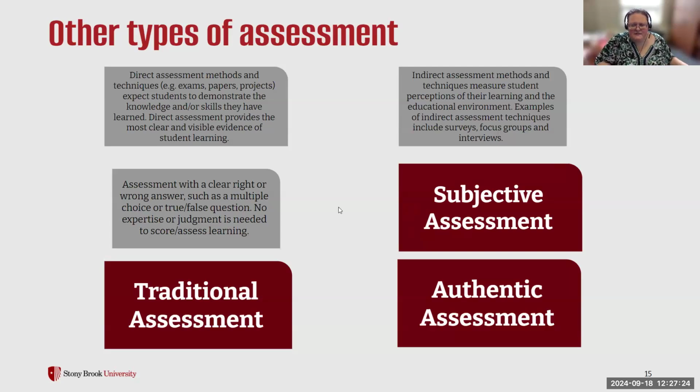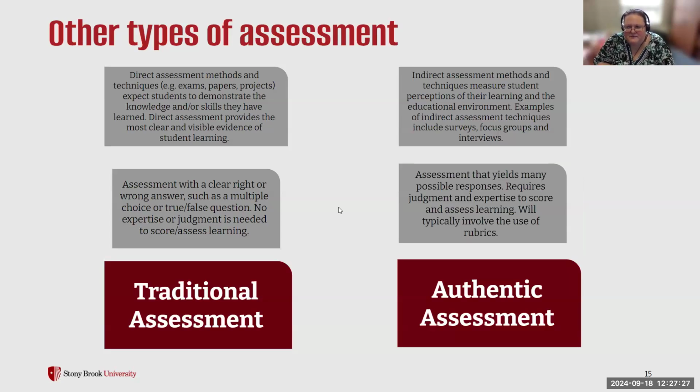Meanwhile, your subjective assessments are those that yield many possible responses and ultimately require judgment and expertise to score and assess, right? So I talked before about the example of a student giving a presentation of results of a research study. In that case, how are you evaluating the learning? A lot of times to make a subjective assessment as objective as possible, you'll use rubrics, where you have a description of what would show exemplary learning. What would that exemplary presentation look like compared to maybe something that's satisfactory or needs improvement?